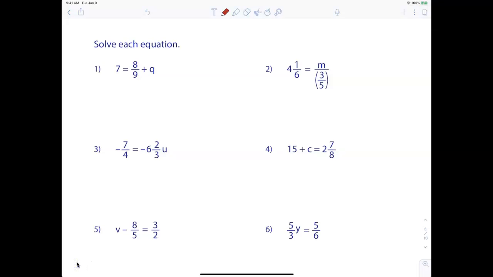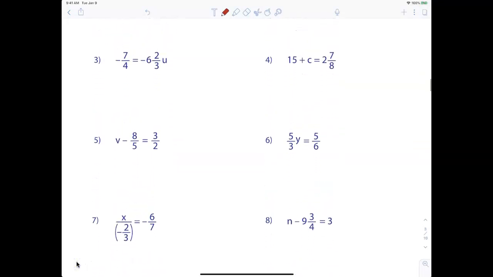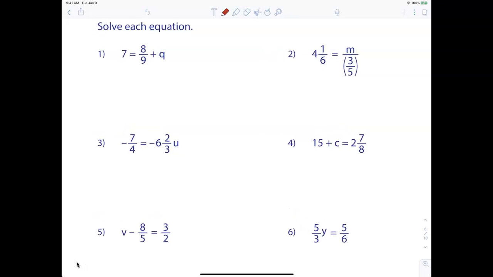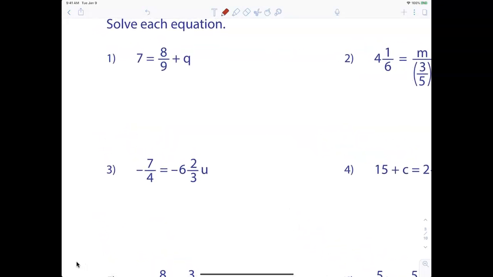Now, what I'm going to do is go down the page and do the odds, and I want you to do the evens for homework. Now when you solve one-step equations, you're just kind of working backwards. So I'm going to subtract 8/9, subtract 8/9. When we do that, these two things cancel. So up here, we're going to write Q is equal to whatever 7 minus 8/9 is.